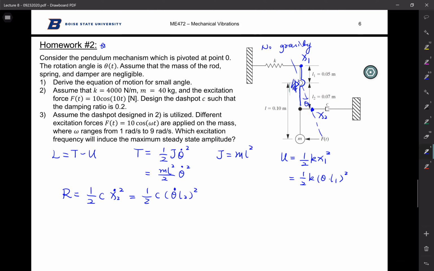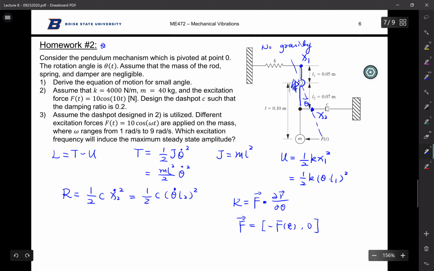And then we have a force. So that's why we have to calculate the K term. Your K is F vector dot product partial R partial theta. All right, so let's write out what this F is. Your F is minus Ft, 0, because the horizontal component is to the negative and the vertical component is just a 0.